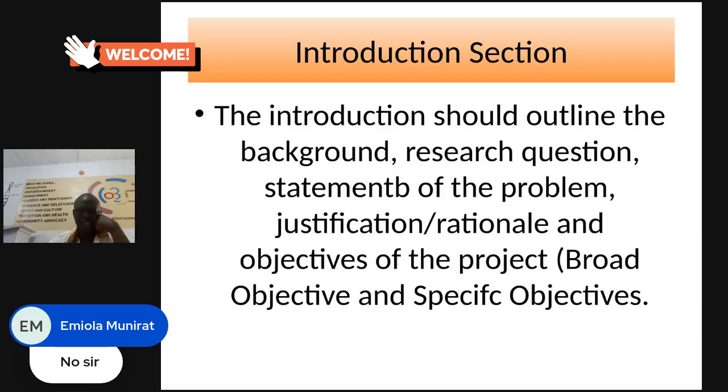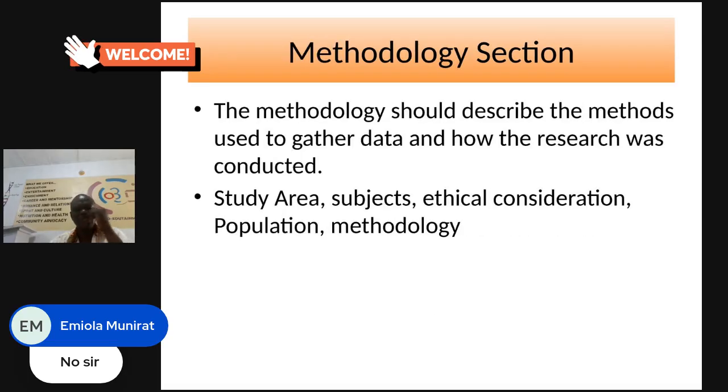So the next thing is methodology, which is going to be your chapter 3, as I said. It should describe the method you want to use to gather your results. This time around, I want you to know that it is not a matter of writing in bullets. You have to write everything in essay format. Everything in essay format.